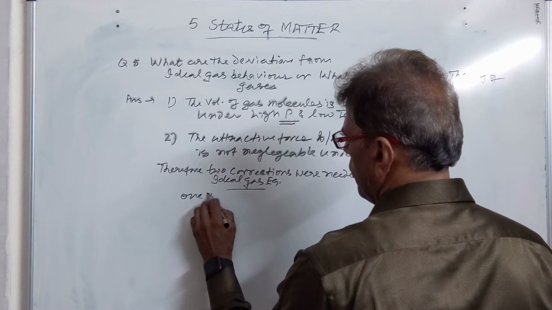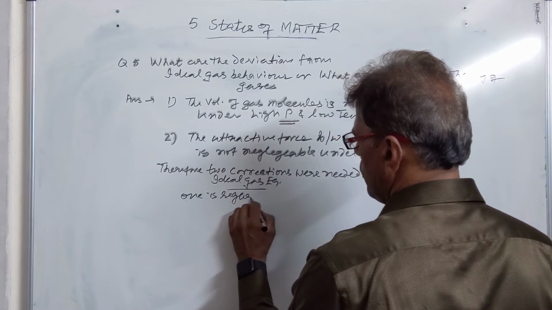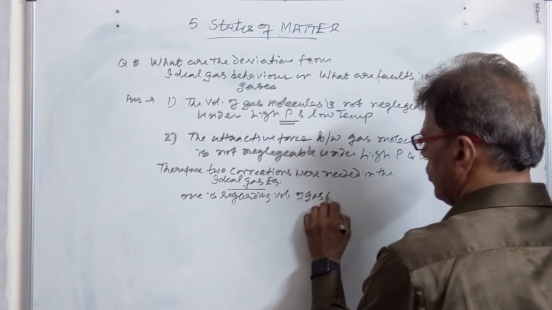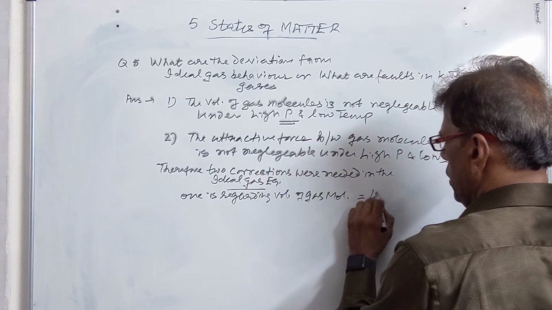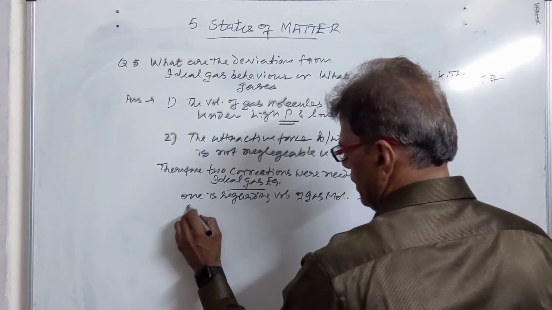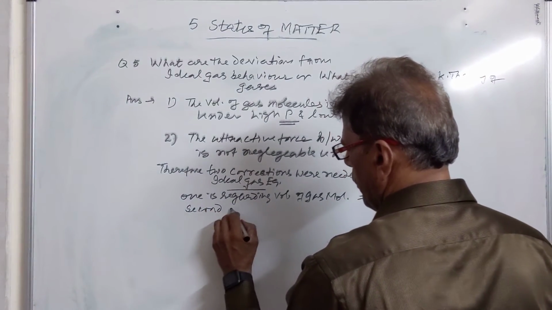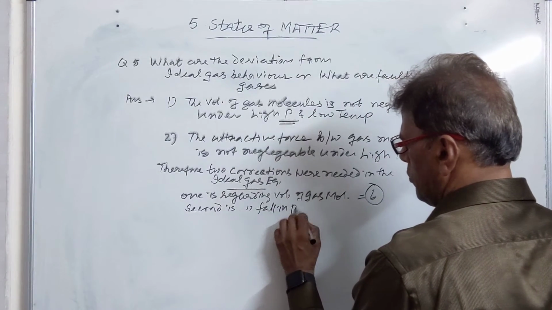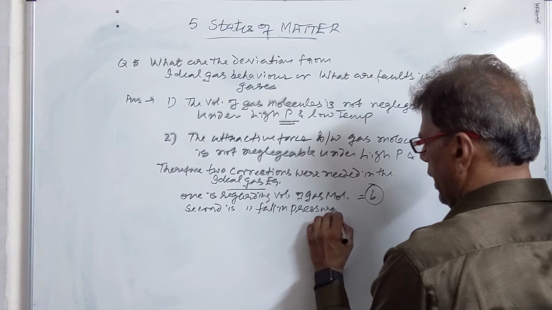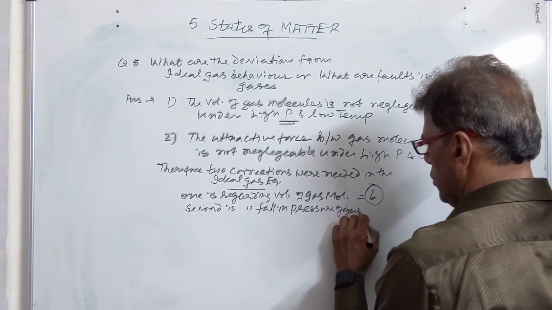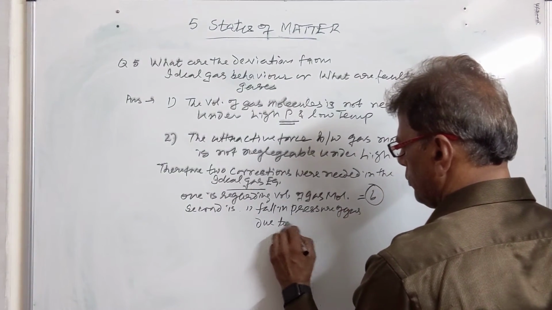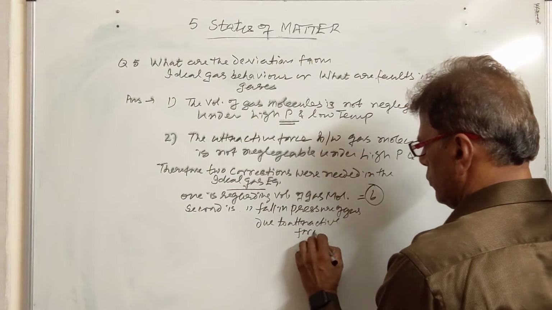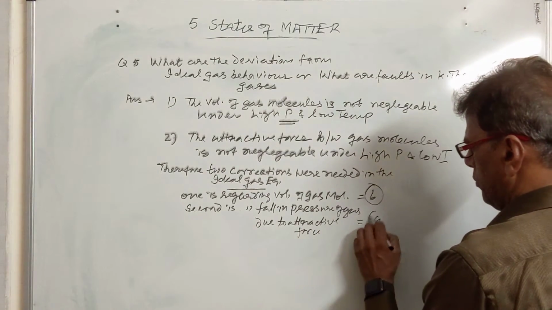One is regarding the volume of gas molecules. This will be introduced by factor B. Second is regarding the fall in pressure of gas due to attractive force. This will be given by A.